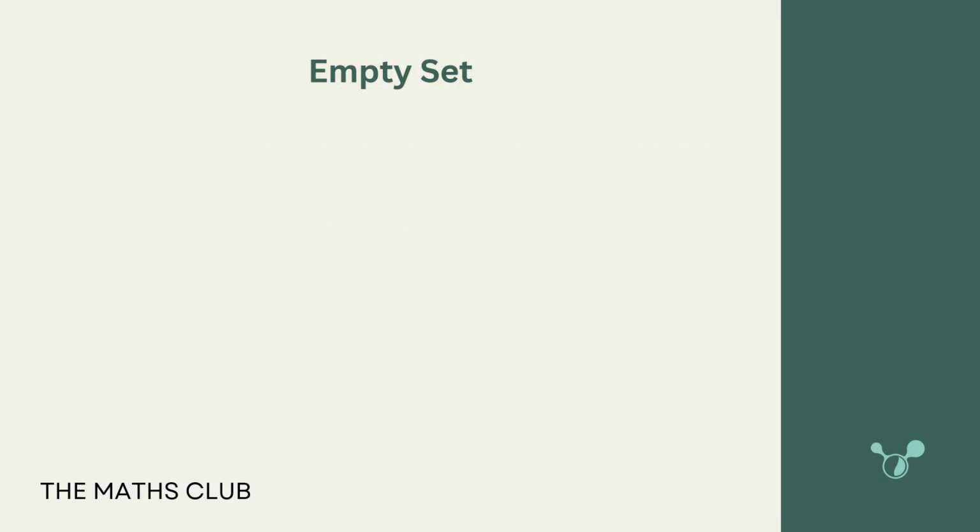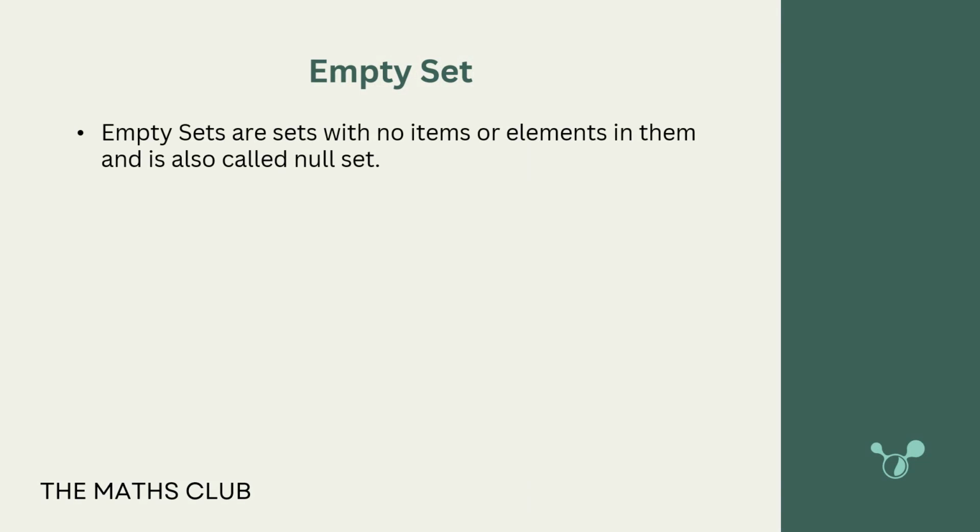So the next type of set we're talking about is an empty set. From the word empty set, what does that mean? It means that there is nothing inside. So you can look at empty sets as sets with no items or elements in them. Another name for empty sets is null sets, N-U-L-L. And empty sets are always denoted by this phi sign or empty curly brackets, right? There's nothing inside. We said we represent sets with curly brackets, so if there's nothing inside the curly brackets, it's an empty set.